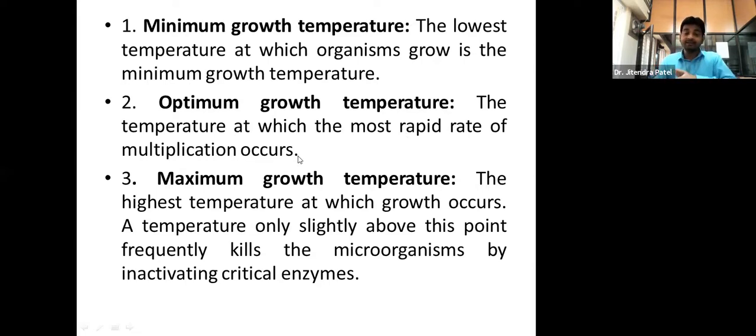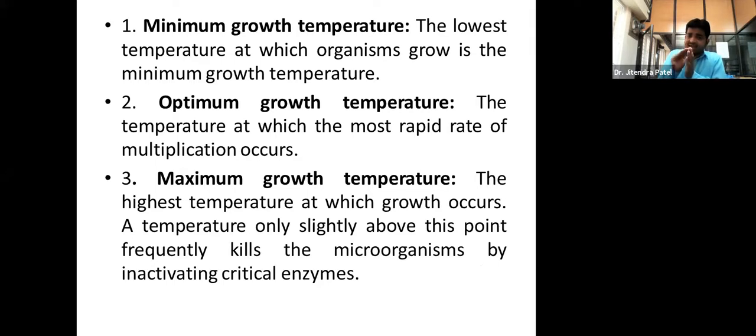It is not high, it is not low, it is in their range. What is the optimum? Where they will be able to have the maximum growth, maximum development of colonies and all those. Maximum growth temperature is the highest temperature at which growth occurs, right? Growth occurs, but it is the highest in the range. The temperature only slightly above that frequently kills the microorganisms by inactivating critical enzymes. That's what the maximum temperature is.